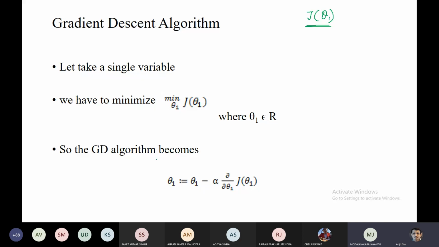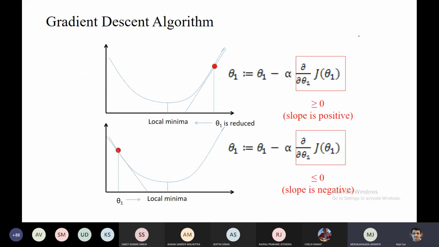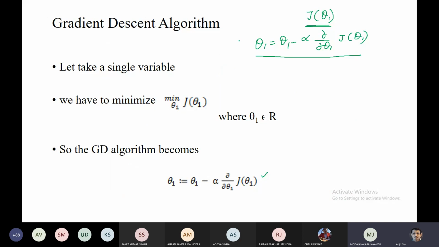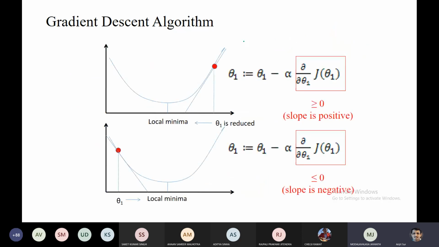So the gradient descent algorithm is now: theta 1 equals theta 1 minus alpha times the derivative with respect to theta 1 of J of theta 1. That is the most simple form, and that is what has been written here. Okay, now see what is happening. How can we say that this mathematical formulation will really work? That is some sort of geometrical proof. Now you see this equation I've written here.